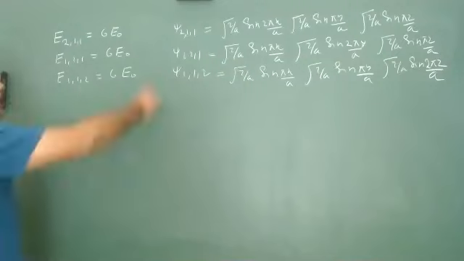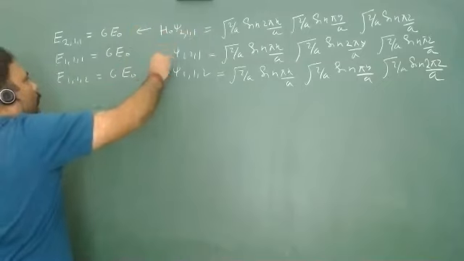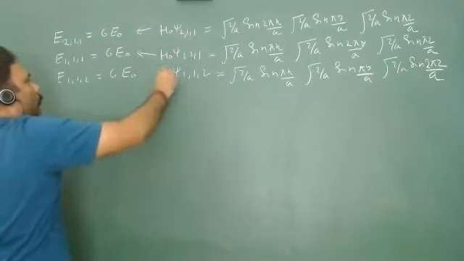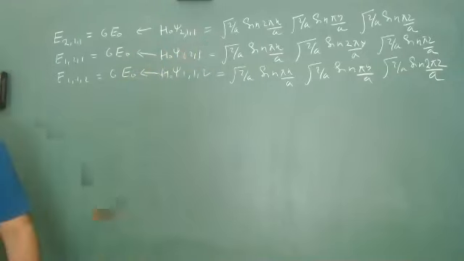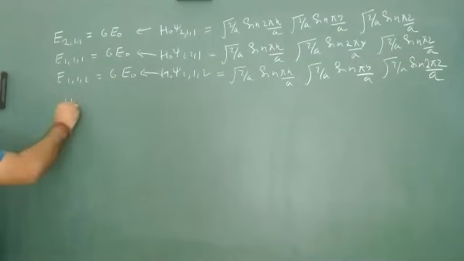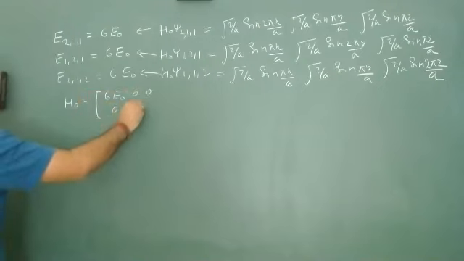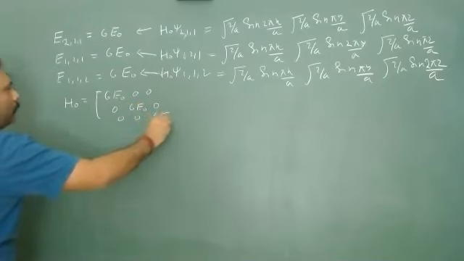So if you operate H naught here, what will you get? 6 E naught. You operate H naught here, what will you get? 6 E naught. You operate H naught here, you will get what? 6 E naught. And all these are orthonormal. So what will we get? You will get the diagonal matrix for H naught. So I can define my H naught as something like 6 E naught 0 0, 0 6 E naught 0, 0 0 6 E naught.